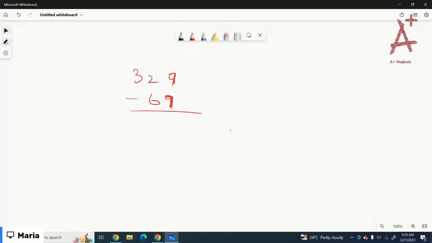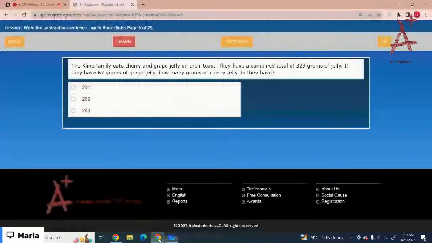Okay, 9 take away 7 is 2. You cannot subtract 6 out of 2, so you have to borrow 1. Here you have 12 and here you have 2. 12 take away 6 is 6 and here you have 2. Got it? That means the cherry jelly they have is 262. Got it?